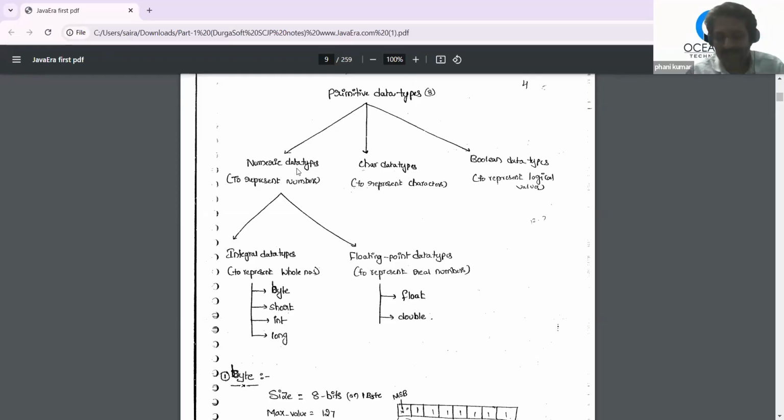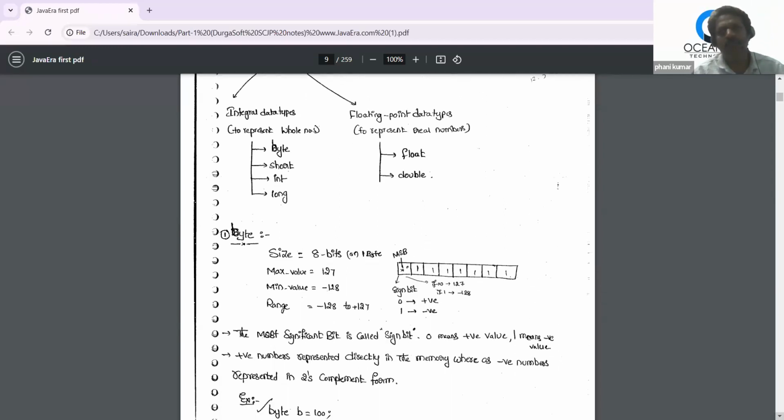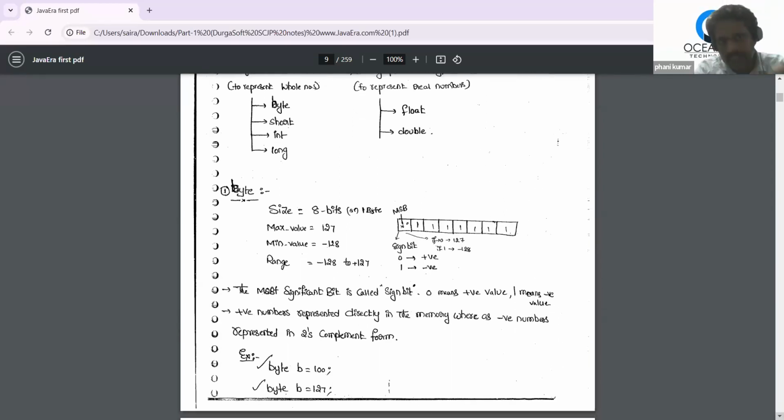First one is byte. What is the byte data type? For each and every data type, you should remember one thing: there is some size, and every data type has some range. These two are the most important. Not only byte, but for short, int, long, float, and double, each and every data type has some size, and in the same way it has some range.